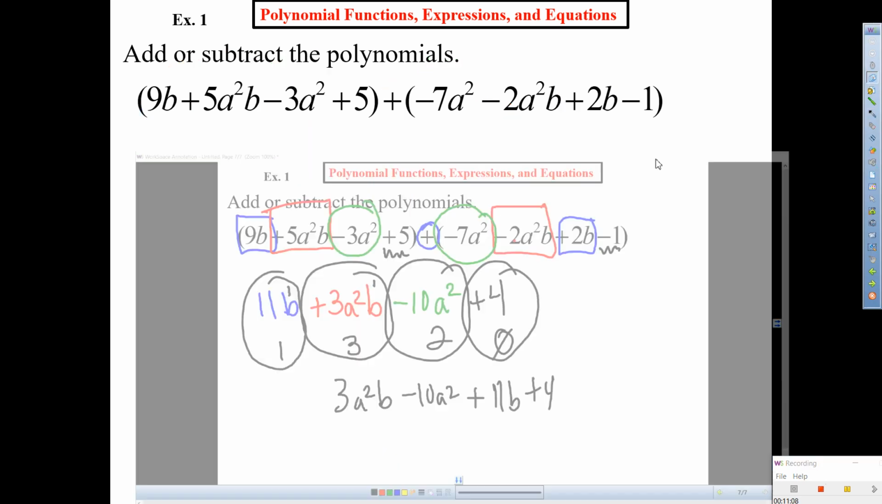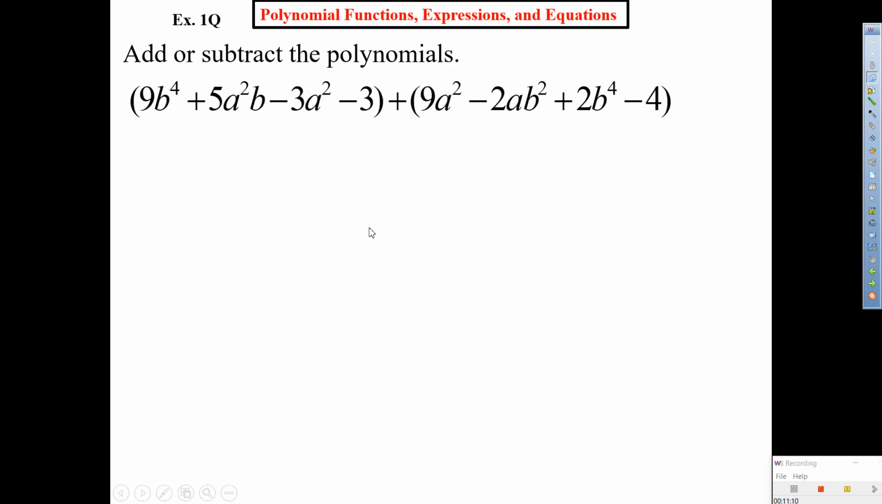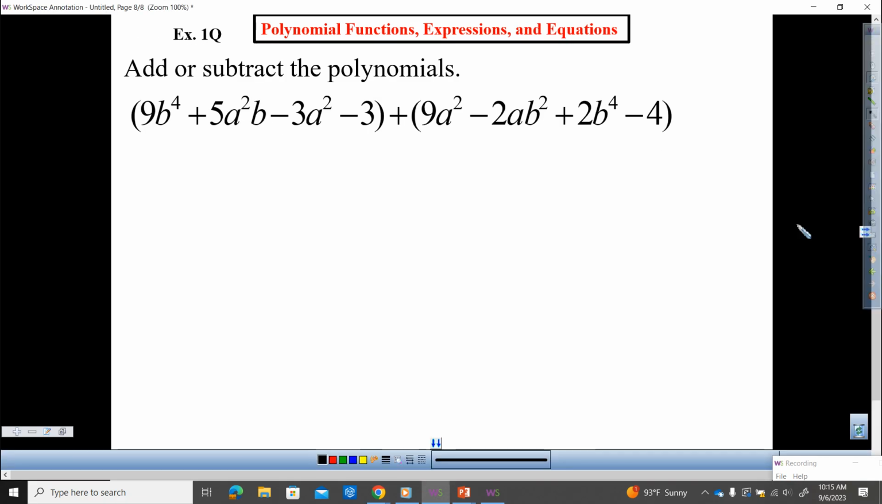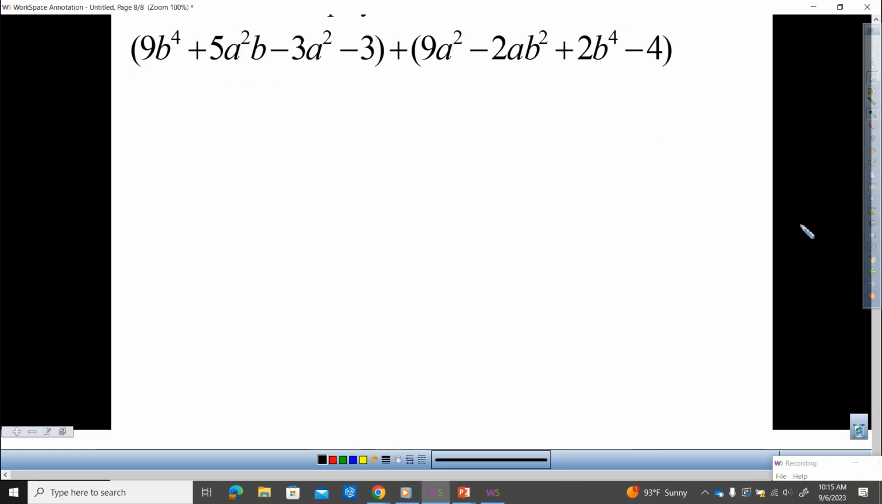All right, we did one together. You do this next one by yourself. Example 1Q. 9b to the 4th plus 5a squared b minus 3a squared minus 3, close parentheses, plus 9a squared minus 2ab squared plus 2b to the 4th minus 4. Be careful with this one. I threw a little curveball to see if you catch it. Go. All right, as you're sending me your work, turn to your neighbor, share your work, so that I can call on someone to get us started, please.